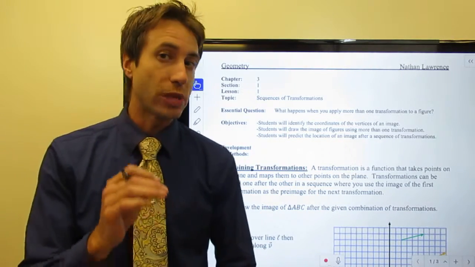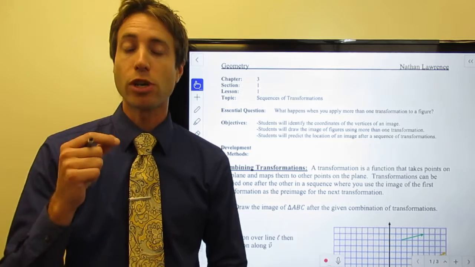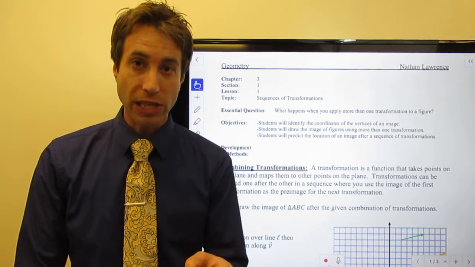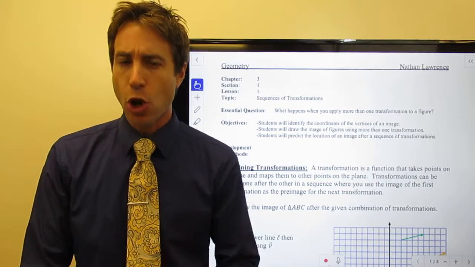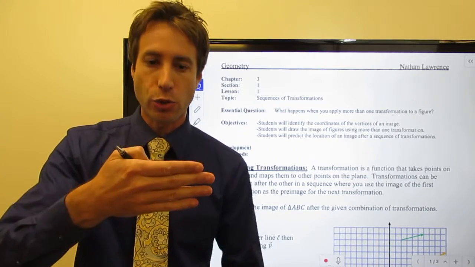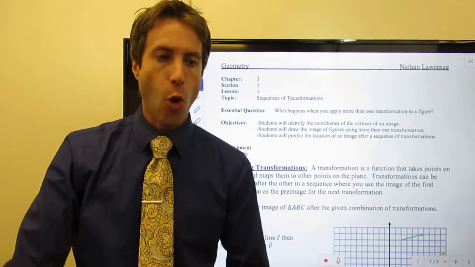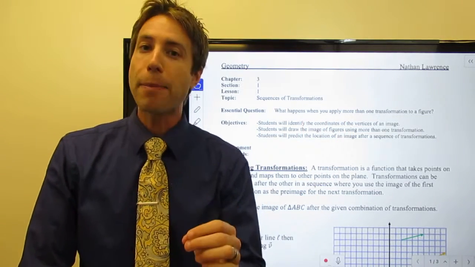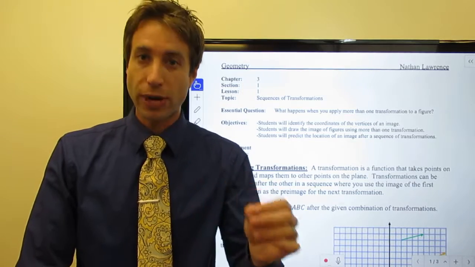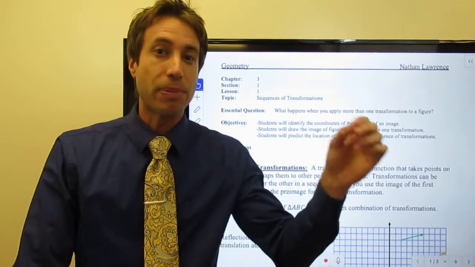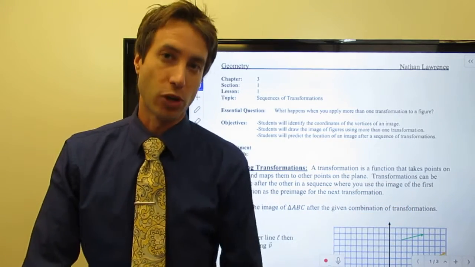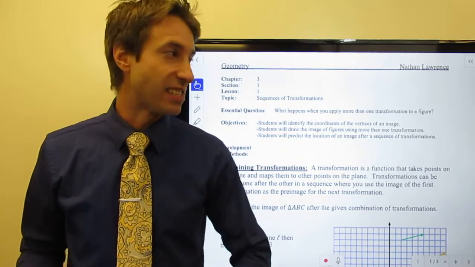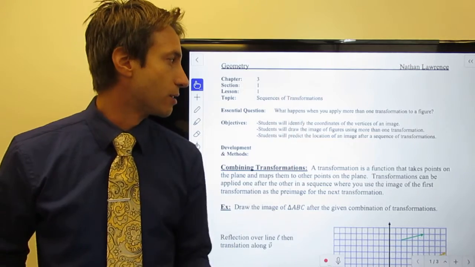What we're going to do here in Chapter 3 is start by taking a look at a sequence of transformations. What happens when instead of just doing one transformation like a reflection, or just taking an image and translating it, we do several transformations in a particular order? That's what we're going to look at in this chapter, and in particular these videos and this set of notes. So, sequence of transformations.